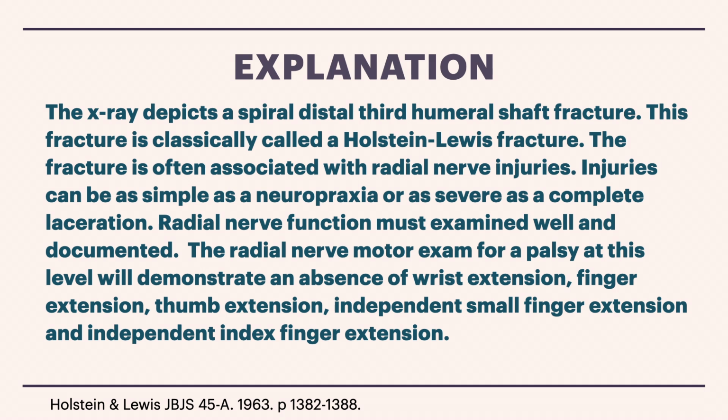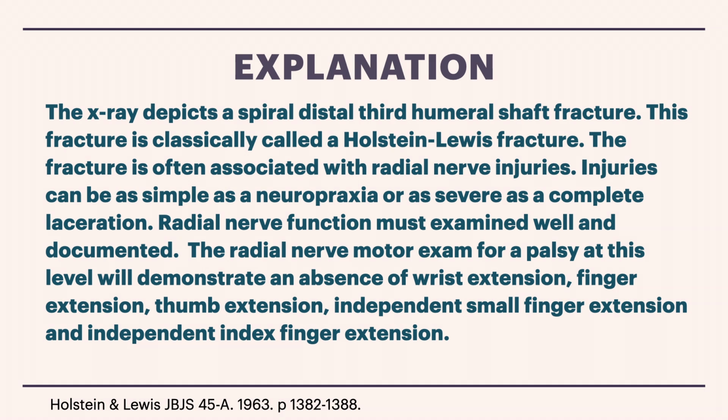So the x-ray depicts a spiral distal third humeral shaft fracture which is displaced. This fracture is classically called a Holstein-Lewis fracture. The fracture is often associated with radial nerve injuries. Injuries can be as simple as a neuropraxia or as severe as a complete laceration. Radial nerve function must be examined well and documented.